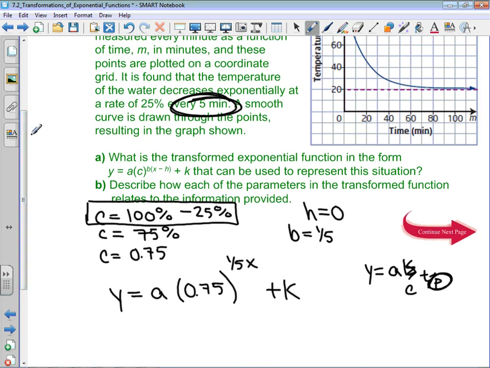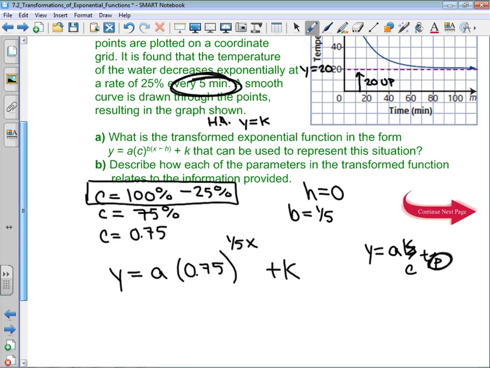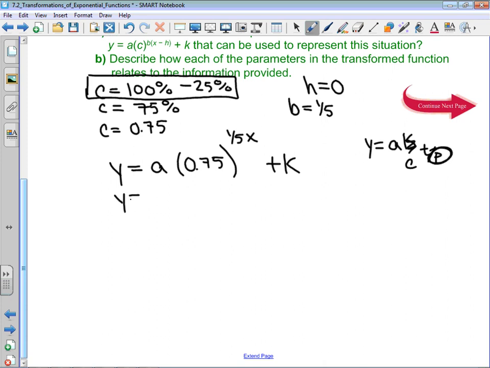Because remember, I talked about how the horizontal asymptote is always at y equals k. Well, this has a horizontal asymptote at y equals 20 because the graph has been shifted 20 units up. So we know that k is equal to 20. I'm going to write this as x over 5 now, plus 20.